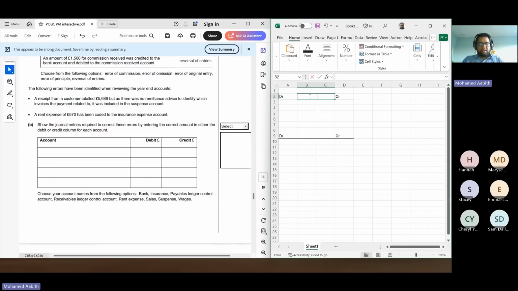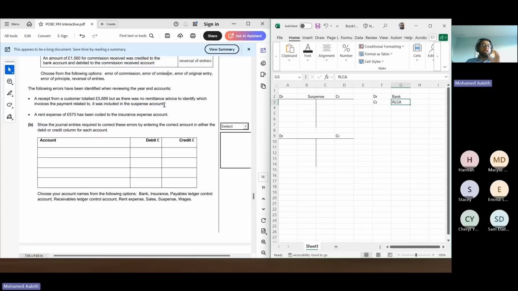I'm going to say here, suspense. Okay, so the entry should have been debit bank, credit RLCA. This is what should have happened. Why? When you receive money from your customers, money comes into the bank account, which is a debit, and the entry is supposed to go onto RLCA as a credit. But they're saying here, since there is no remittance advice to identify which invoices the payments relate to, it was included in the suspense account.